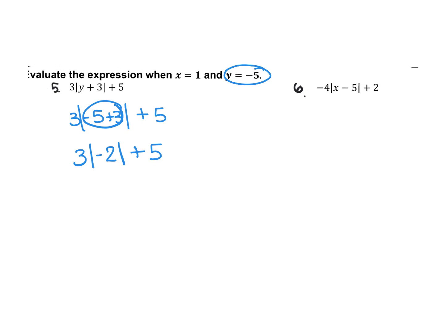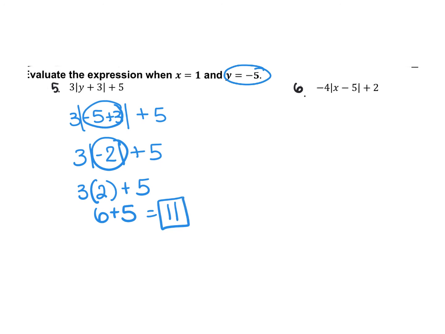All right, so now we have 3 times the absolute value of negative 2. So I'm going to take my 3, and I'm going to write this, because remember that is a times, but I'm going to be taking off my absolute value symbol. So I have the absolute value of negative 2, and that's going to give me a positive 2, and then I have plus 5. So we have 3 times 2 is 6, plus 5, and then I'm going to be all done when I add those together, and I get then 11.